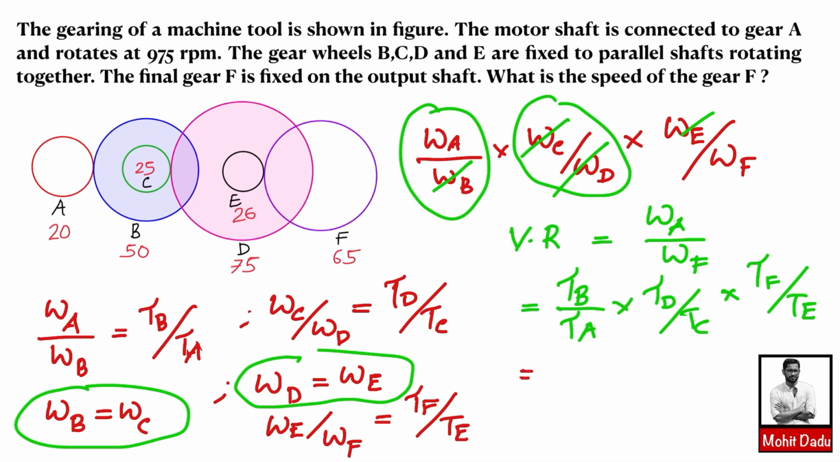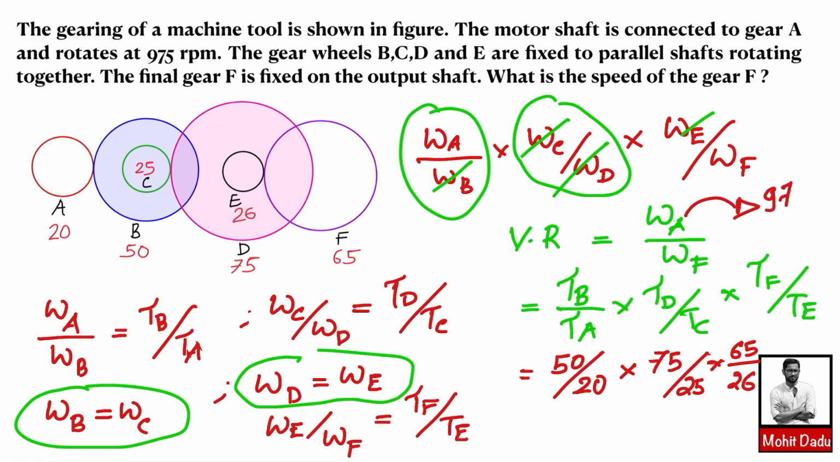Here we have all the values. TB by TA is 50 by 20, into TD by TC, where TD is 75 and TC is 25, into TF by TE, which is 65 divided by 26. From this you can solve, since omega A is given as 975 rpm, and finally you can find the value of omega F. If you substitute correctly, the speed of gear F will come to 52 rpm. So this was a simple problem. Here we have solved a problem for the compound gear train. Hope you understood, and thanks for watching.